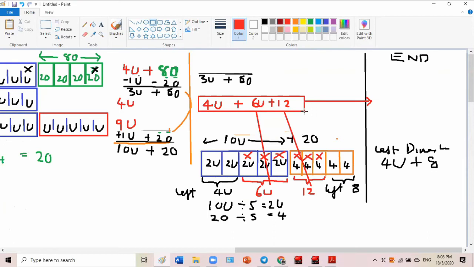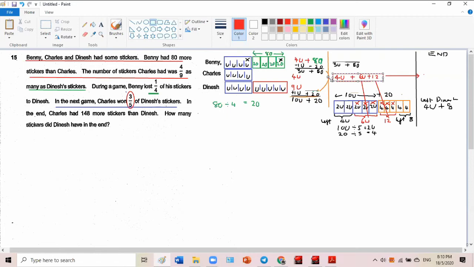Miss Rachel, can you follow? Yes. Miss Alejandro, do you know what to write for Charles in the end? Do you understand what to write for Charles in the end? Mr. Brian, for Charles, 10 units plus 12. In the end, Charles had what? Lucas, final statement. Thank you. Final statement. In the end, what happened?